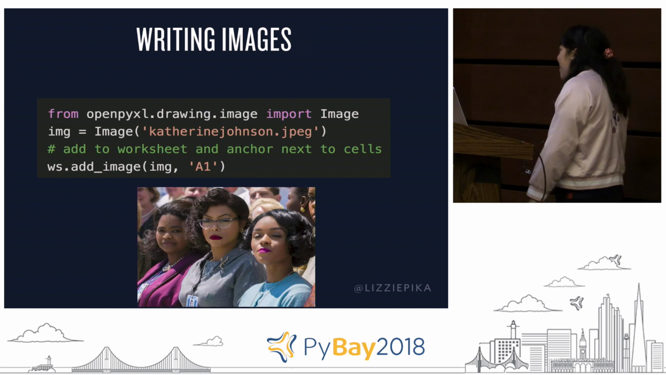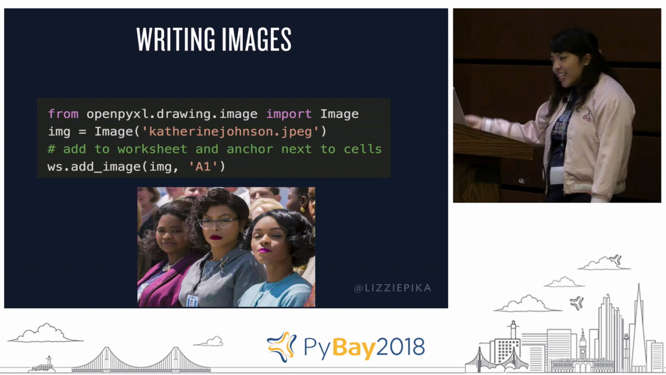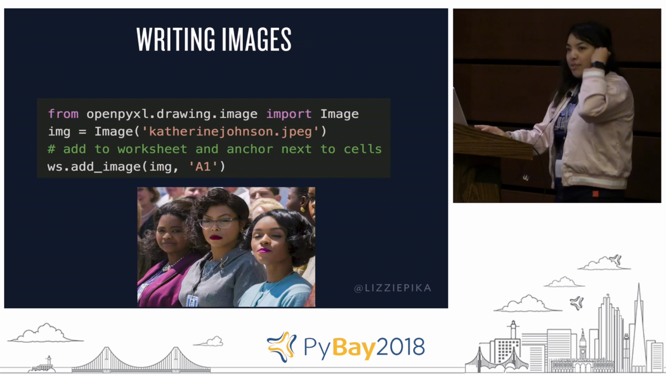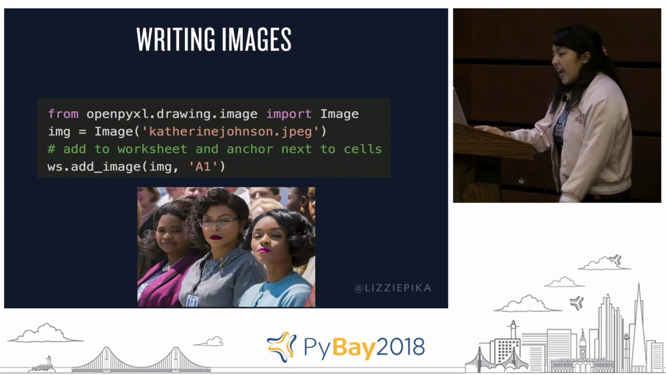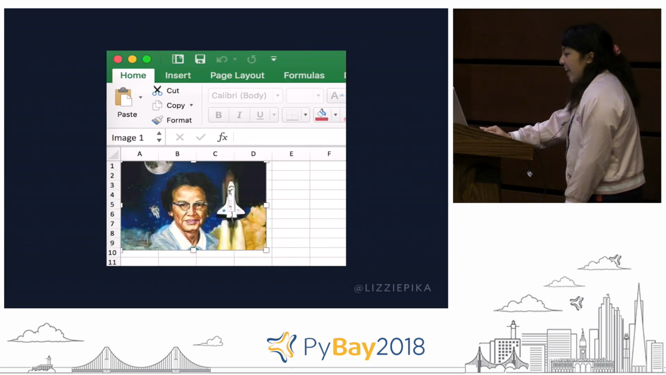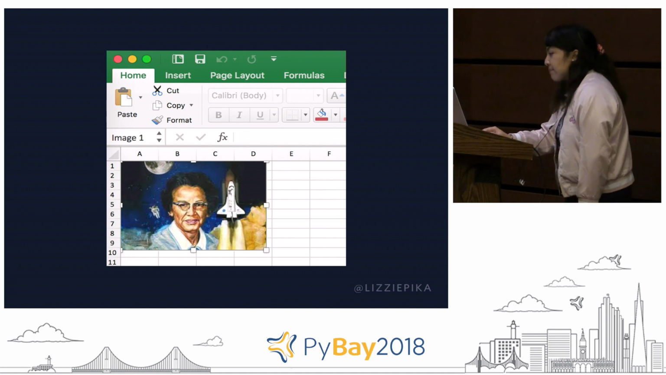Now you probably thought you could just write text to a spreadsheet, but you can also write images. And we would import image, pass it one that's saved to your machine, and add it to the Excel sheet, like so. That is in cell A1, but it is blocking other cells.